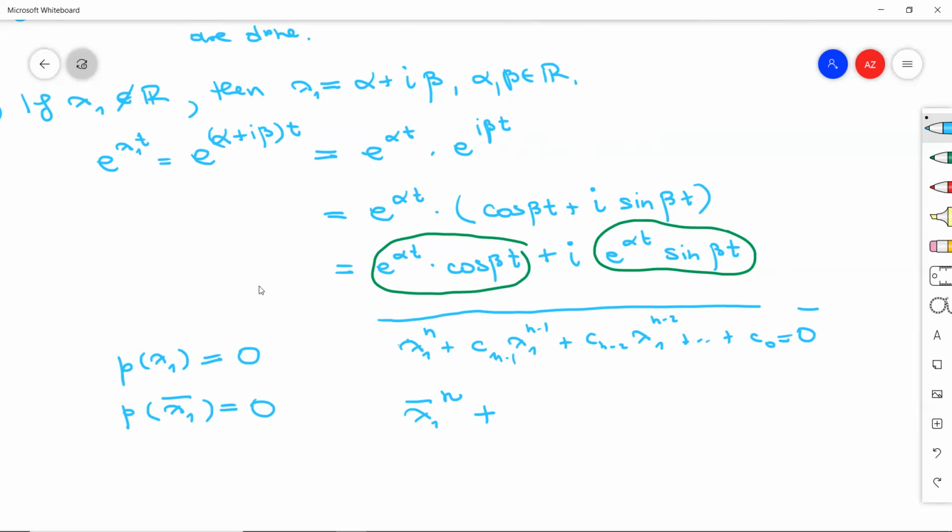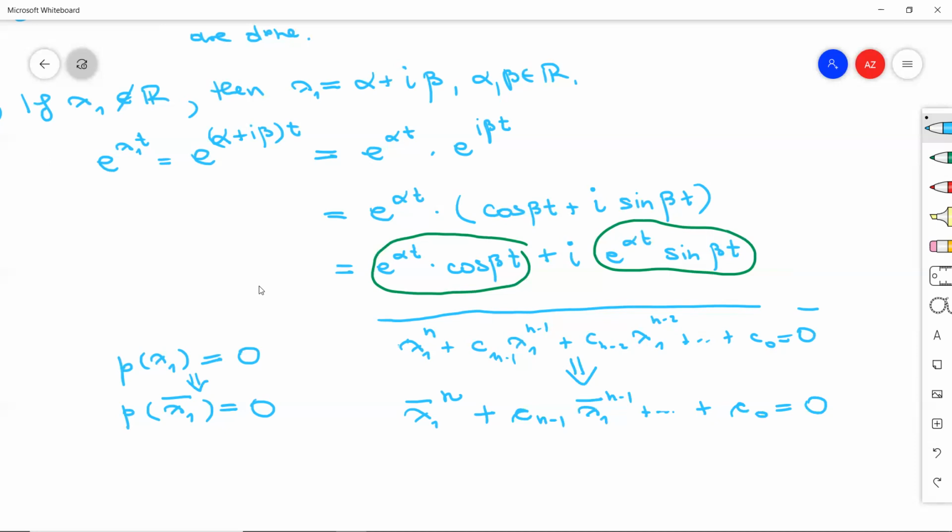Because it's real, because our assumption is that we have a real equation. So it's still c_{n-1} times lambda 1 conjugated to the n minus 1, and so on, plus c0 conjugated, which is just c0, it's 0. So what we proved is that if p of lambda 1 is 0, then p of lambda 1 conjugated is also 0. But this works only if p is a real polynomial.